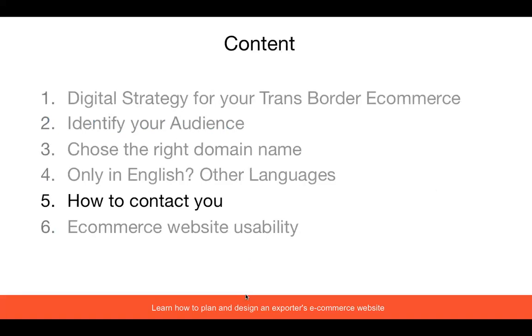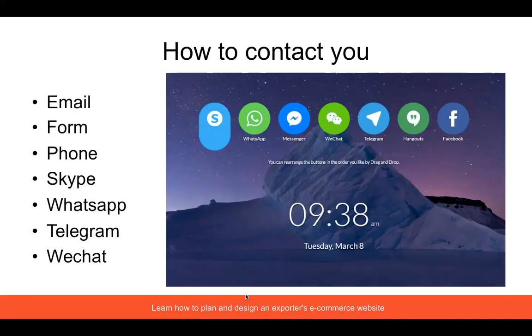People in different languages understand what you're trying to sell, and they want to contact you. How to contact you? With everything. Give them the choice. Give them the choice to send you an email, to fill a form, to use the phone if they want to pay the international call, or to use Skype, WhatsApp, Telegram, and for example, if you're working with the Chinese market, WeChat.